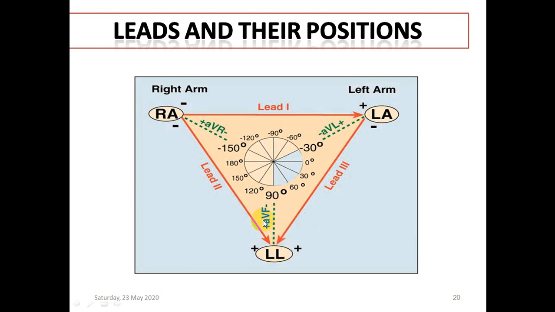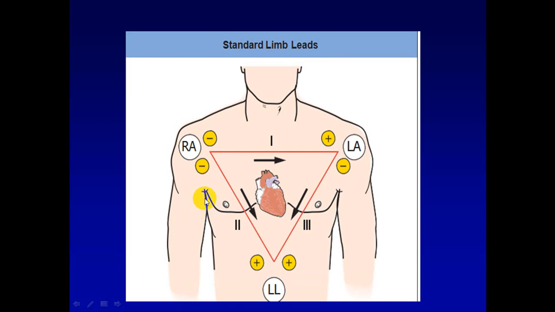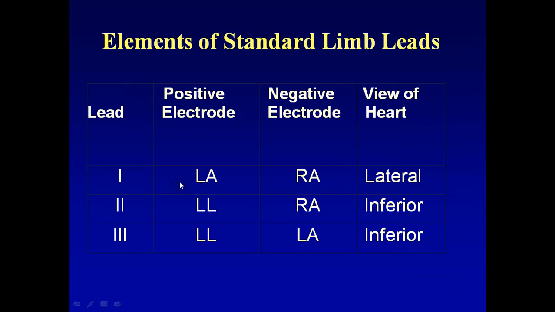Looking at the heart from different aspects, we will see a different view. This is on the surface of the body. This is Einthoven's triangle or limb leads, the standard limb leads, what is called bipolar. Each lead has two poles, negative and positive. And these are the three leads on the surface, lead 1, lead 2, lead 3, which really look at the inferior surface of the heart. So these are the standard bipolar limb leads, lead 1, lead 2, lead 3.